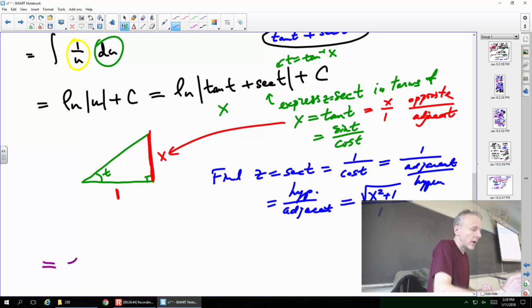So what do I have here? Natural log. Tangent t is simply x, and here I have the square root of x squared plus 1.